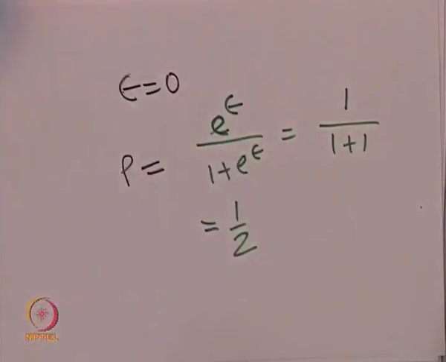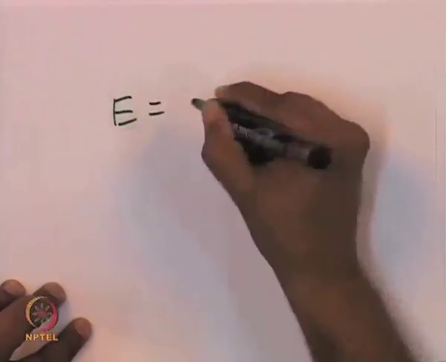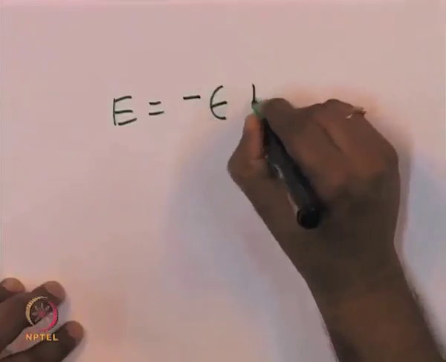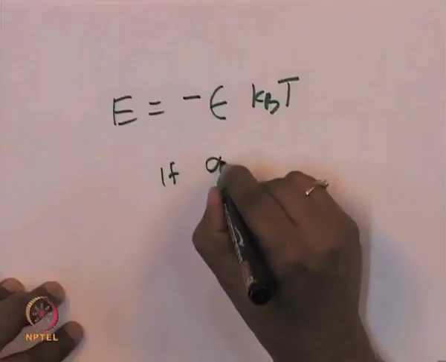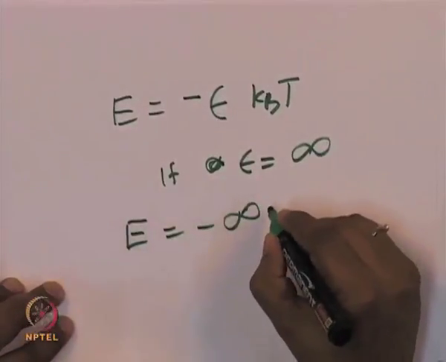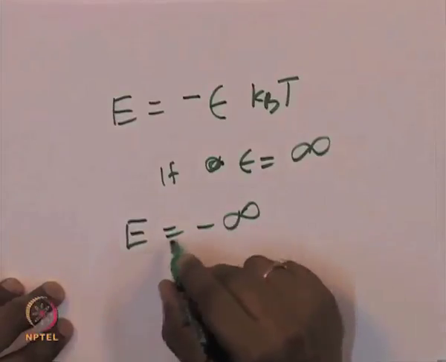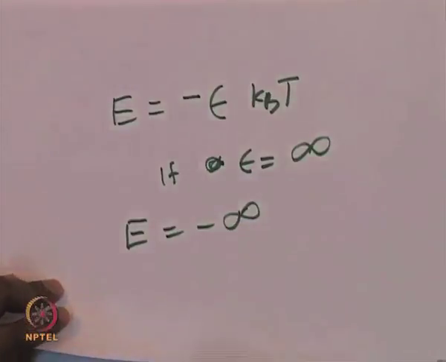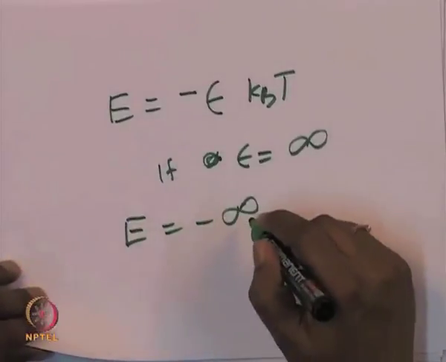There is no energy. If the binding energy is, let us say, infinity, that means all proteins would like to bind. If epsilon is infinity, and the binding energy for one protein is minus epsilon k b t, then the binding energy is minus infinity k b t. So, by binding, infinite energy will be gained. What does this mean? Everything would love to bind, because there is infinite energy gain. Then this energy will dominate over everything else.